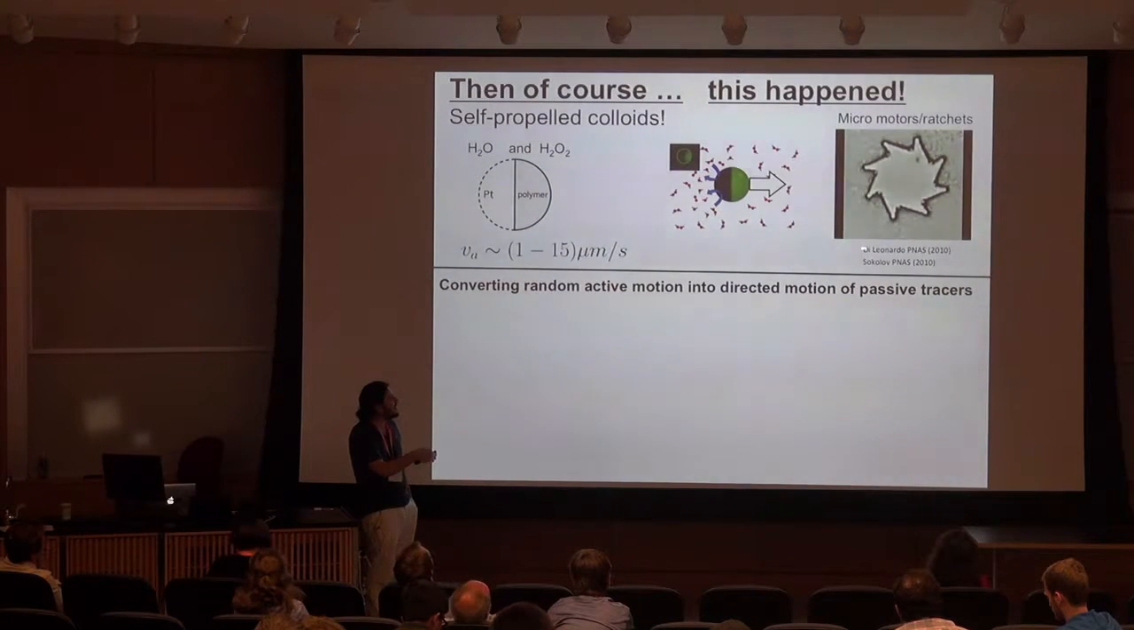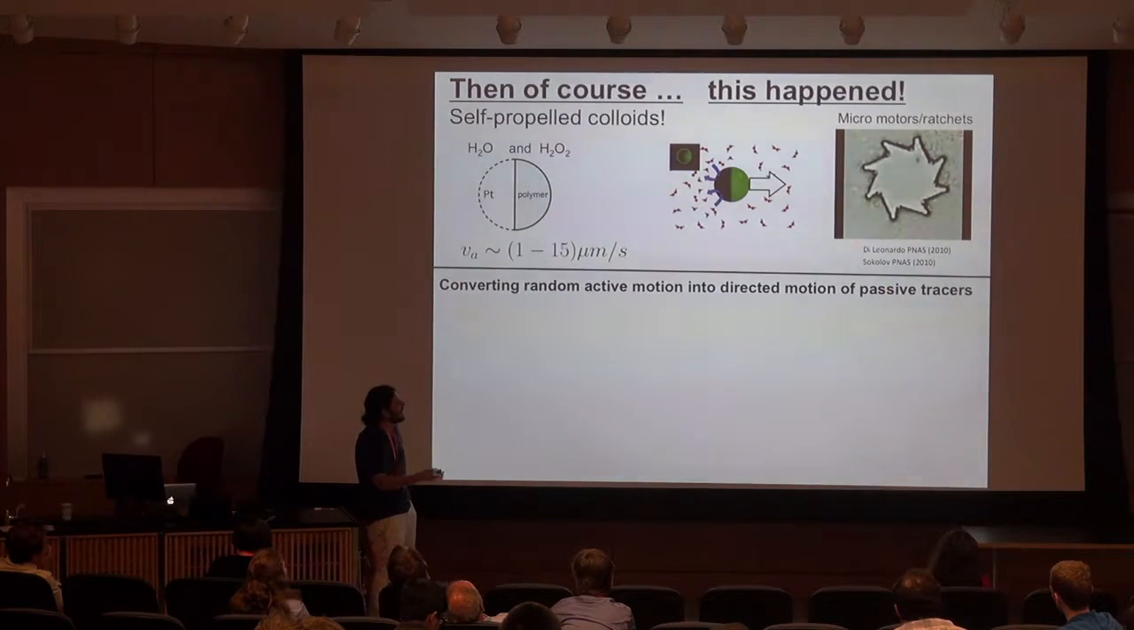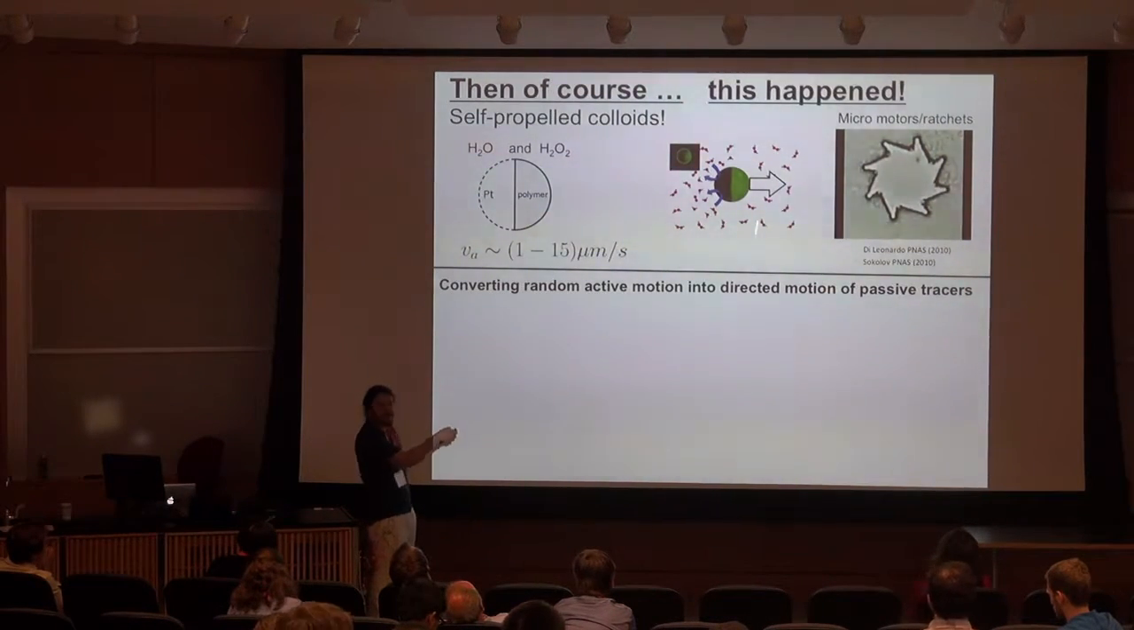And then I saw this paper by Di Leonardo. And I guess there was also another one by Sokolov, roughly at the same time. And that kind of changed my life because I realized, oh my God, this guy managed to make a nano gear, a nano motor. This is really awesome. What he's really doing is converting the random motion of these active particles into some directed motion. Right, and of course that immediately triggered my fantasy.